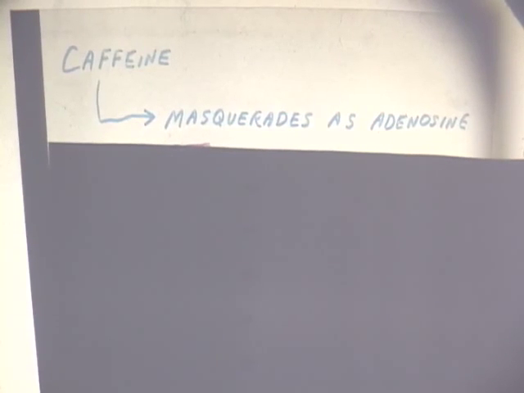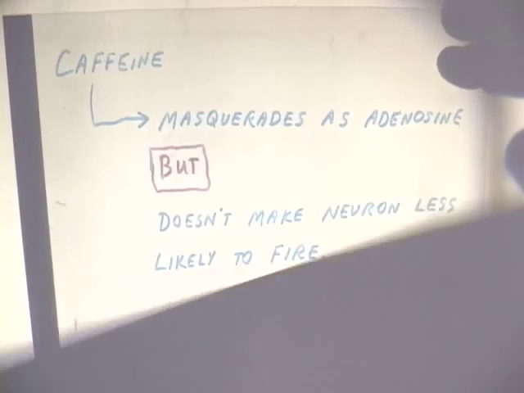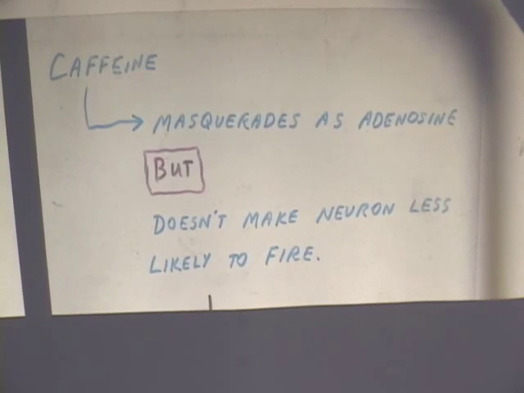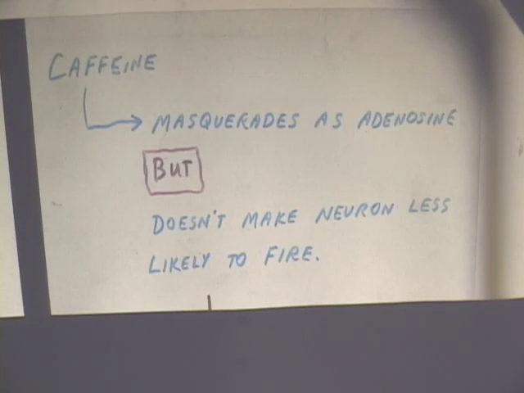So that's problematic, right? That would make you think, oh, well, it masquerades as adenosine. It lands on these adenosine receptors, causes them to be less likely to fire, so it should make you tired. However, it doesn't make the neurons less likely to fire. So it blocks the place where adenosine could have its effect without changing the cell's likelihood of firing. So the more of your cells you can get filled up with adenosine, the better off.